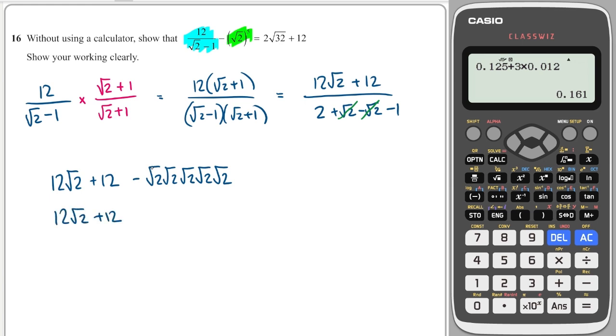Well, yes we can, because root 2 times root 2 is 2. And once again, root 2 times root 2 is 2. So this is the same as 2 times 2, and then we've still got this root 2 at the end. So we have, in total, 4 lots of root 2 to take away. And 12 lots of root 2 minus 4 lots of root 2 is 8 lots of root 2.